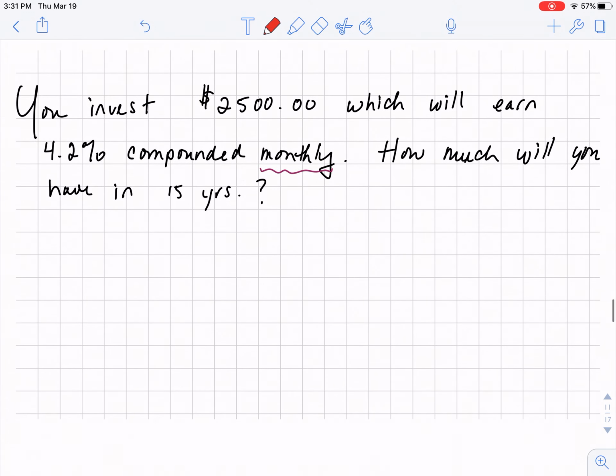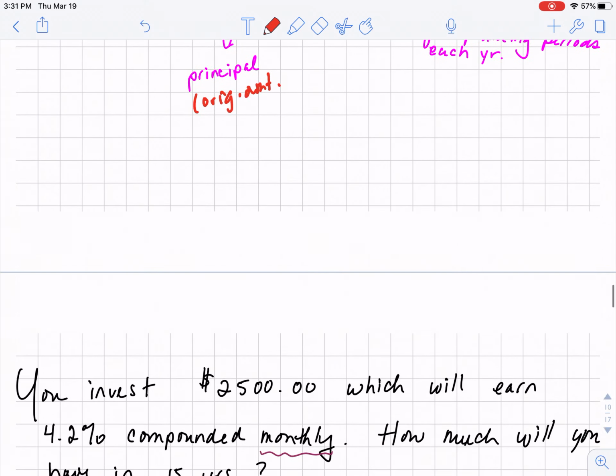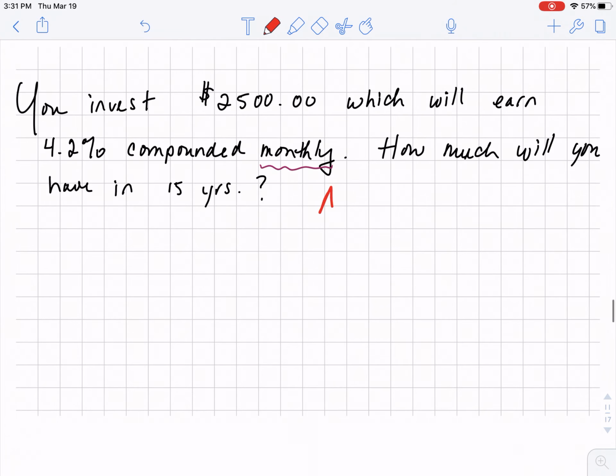You invest $2,500, which will earn 4.2% interest compounded monthly. How much will you have in 15 years? So here's the deal. Your answer, and it's always like A for some reason. So here's your formula again. Let's just write it again. A is equal to P times (1 plus r divided by n) to the nt.